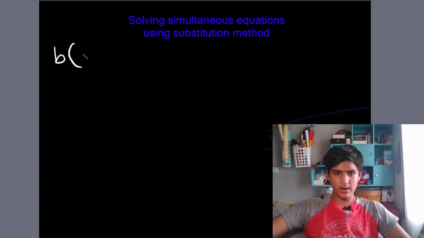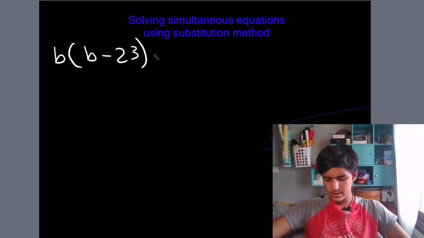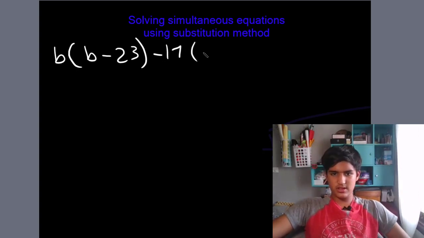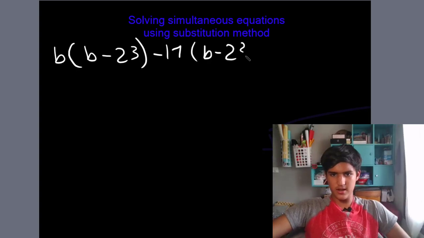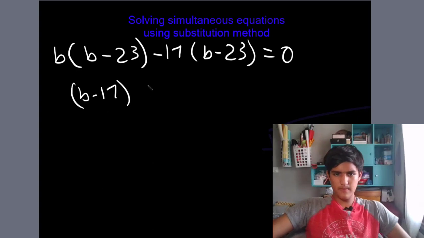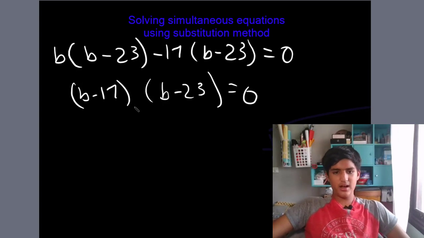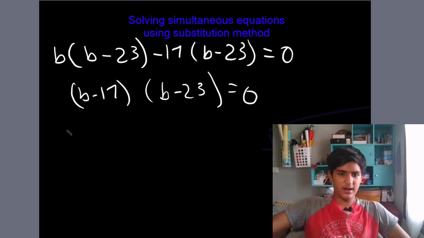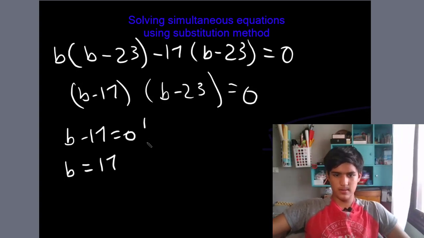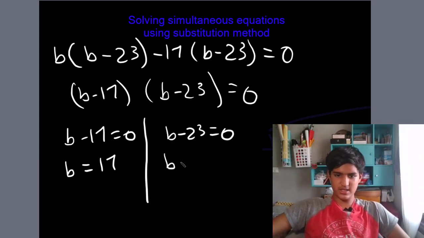So we're going to take B common. B minus 23, and minus 17, which is B minus 23, is equal to 0. So we have two brackets, B minus 17 and B minus 23. Over here the answer is very clear now. So B minus 17 is equal to 0, which means B is equal to 17, and B minus 23 is equal to 0, which means B is equal to 23.